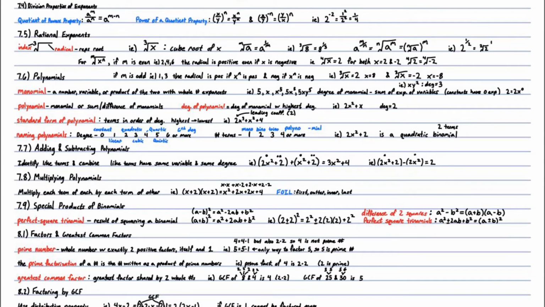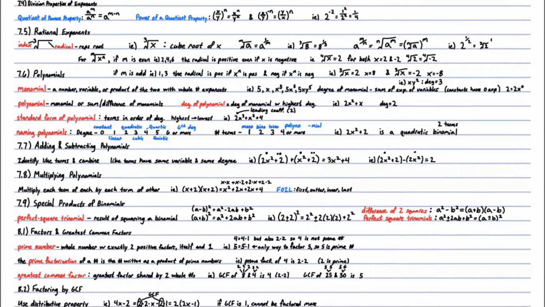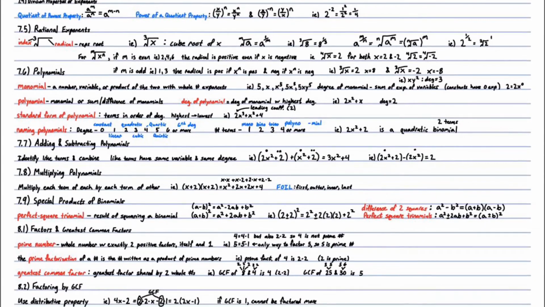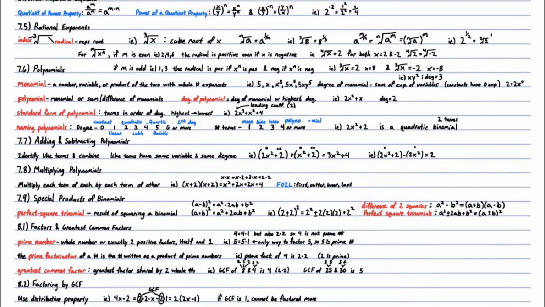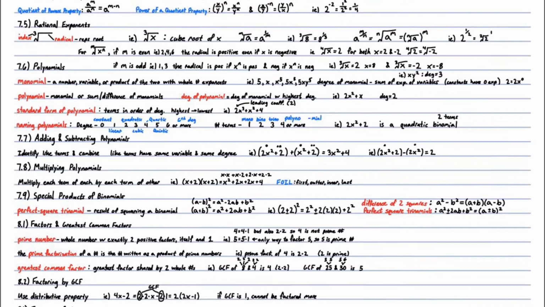Constants have a zero exponent variable. A polynomial is a monomial or a sum or difference of monomials. The degree of a polynomial is the degree of the monomial with highest degree. The standard form of a polynomial has the terms in order of degree from highest to lowest.